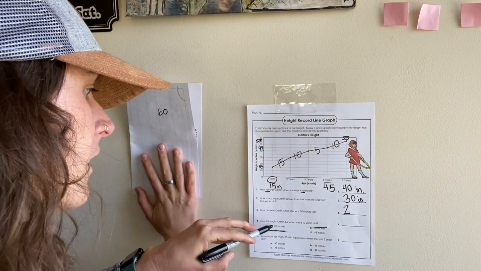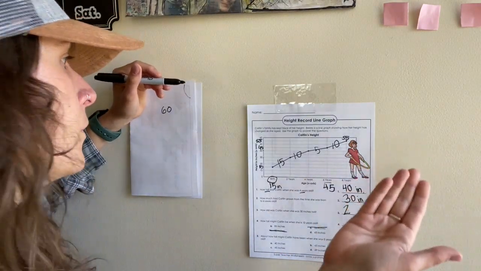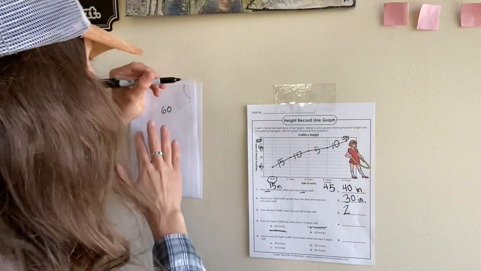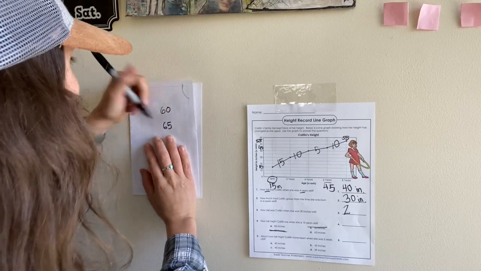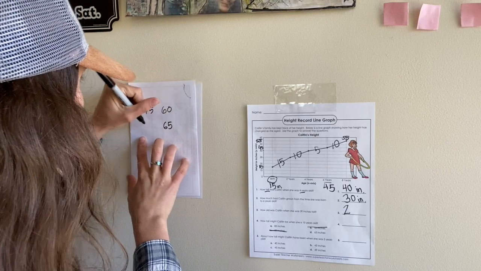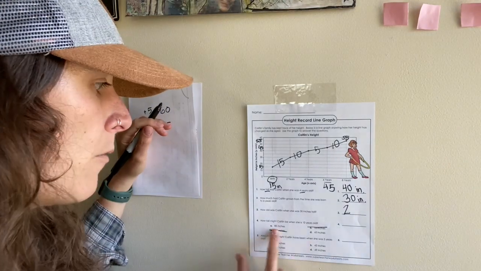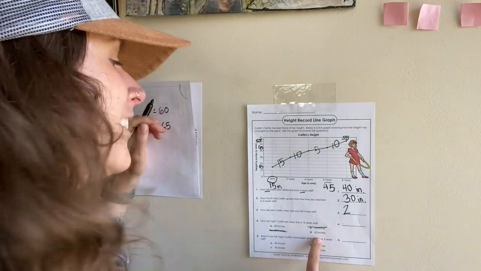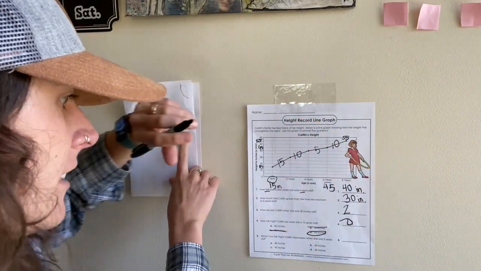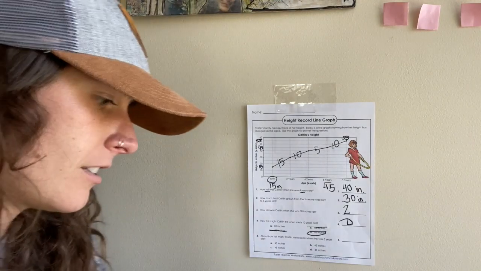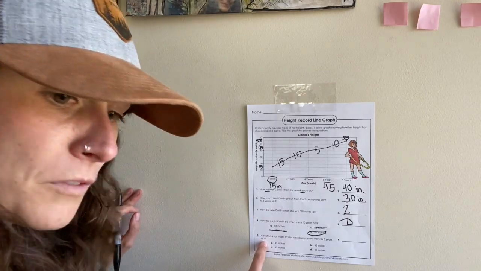Let's see. So it's either going to be 85 inches or 65 inches. If she grew 5 more inches, she'd be 60 inches tall. If she grew 10 more inches, she would be 65 inches. Is that one of our answers? By gosh, it is. So we're gonna circle D and write D right here. So D, 65 inches is how tall she might end up being. Let's take a look here and see what else we've got.